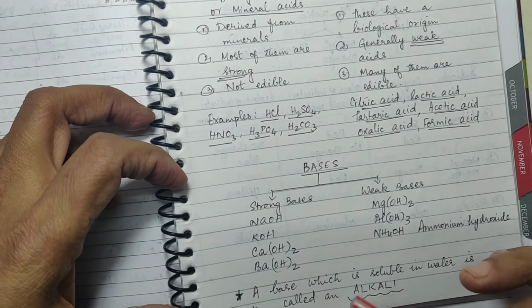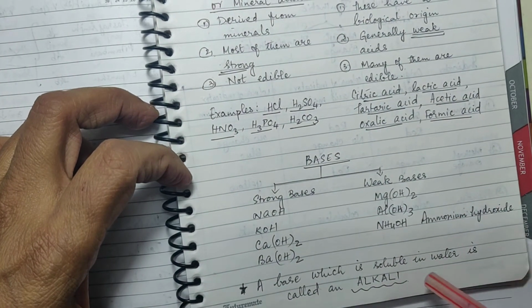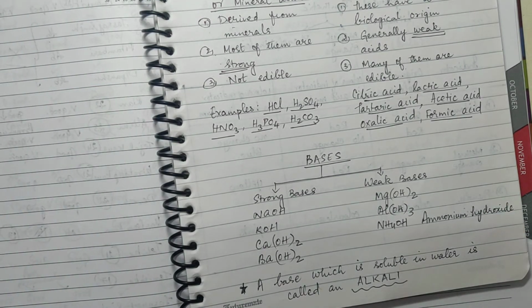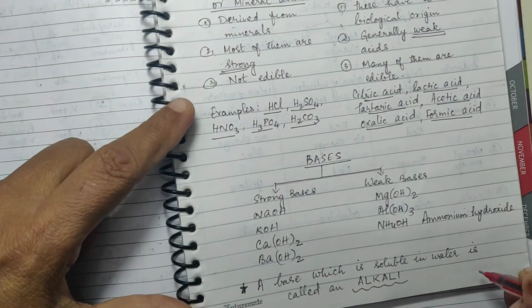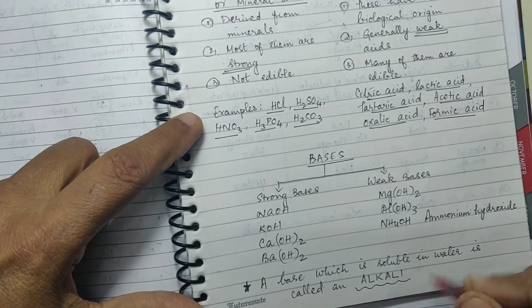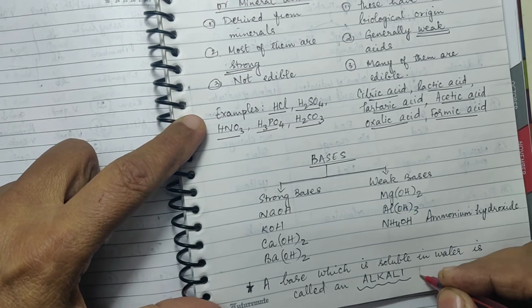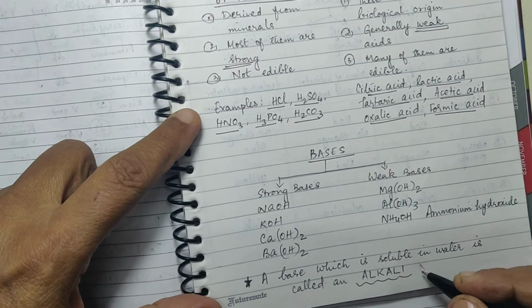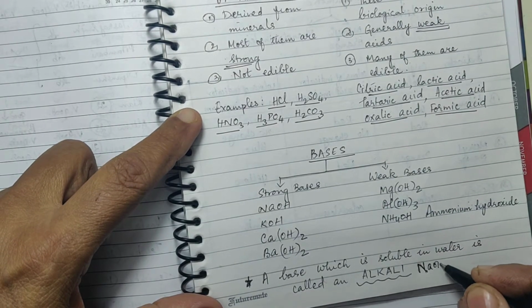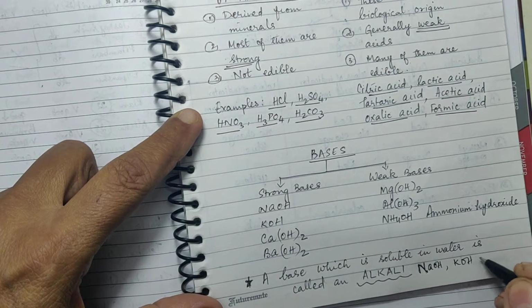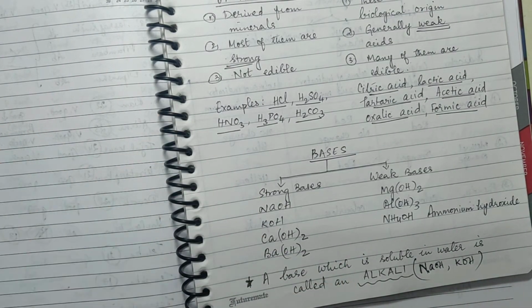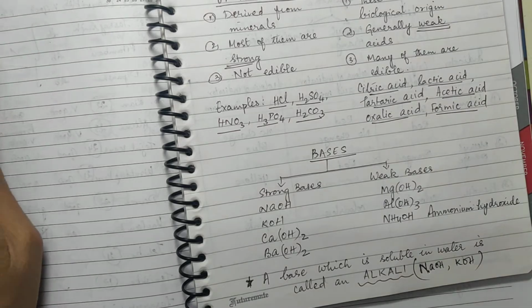Remember, a base which is soluble in water is called an alkali. Now, which base is soluble in water? NaOH and KOH. They are called alkalis. They are soluble in water. Right.